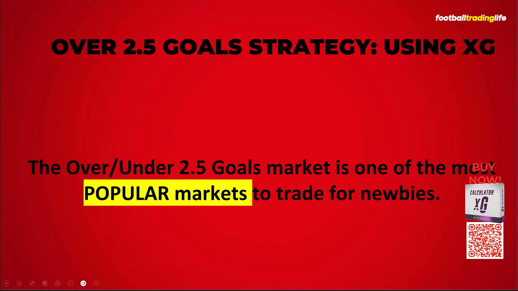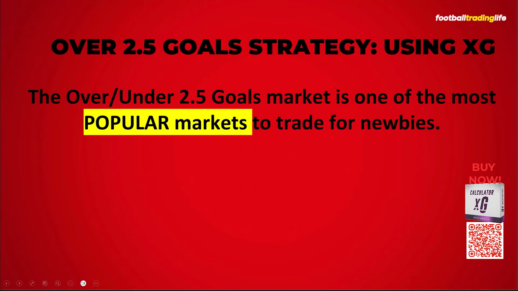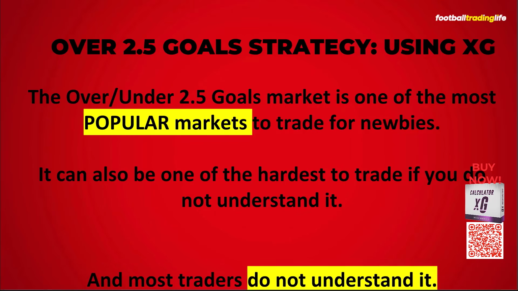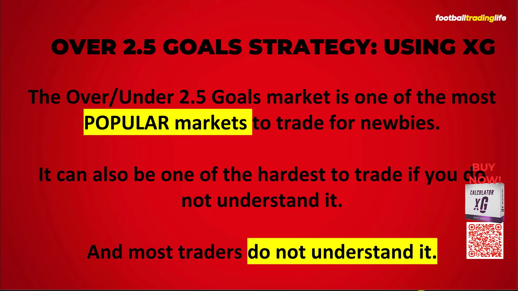So the over and under 2.5 goals market. It's one of the most popular markets on the betting exchange to trade for newbies, but it's also probably one of the hardest to trade for newbies, especially if you do not understand it, and most traders do not understand it. Most traders will approach the over and under 2.5 goals market as a trading market, but they will approach it from a betting perspective, and this is where they start to go totally wrong.